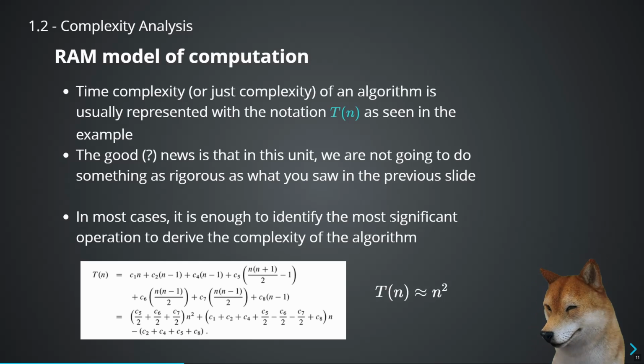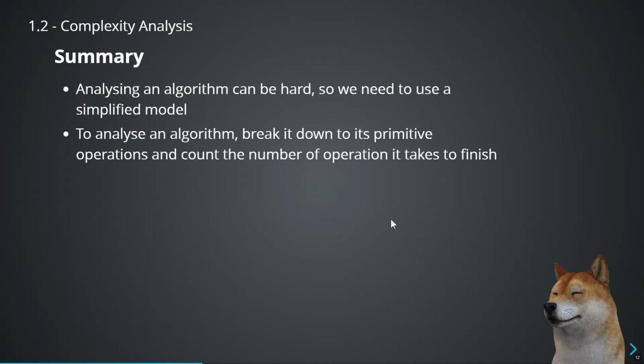All right, but in summary, analyzing algorithms can be hard. So we need to use a simplified model where we only care about the primitive operations. And when you analyze an algorithm, what you do is break it down into primitive operations and just count the number of operations it takes to finish. That's all you do. So we'll move on to complexity notations.